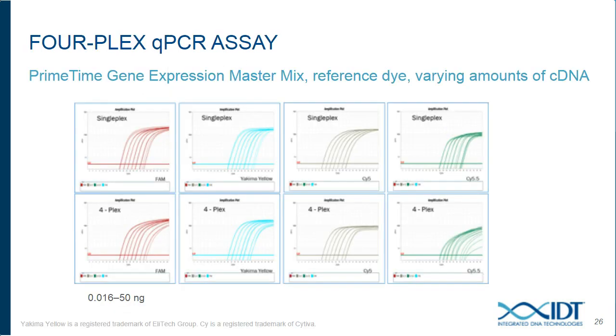Here's another experiment in which we ran 4 assays as a 4-plex. The top 4 panels are what the assays look like in singleplex format, and then the bottom 4 panels are what those same assays look like in that 4-plex reaction. These were run with the PrimeTime gene expression master mix again, with varying amounts of cDNA in this instance. As expected, the CQ values remain constant from our singleplex to our 4-plex, but we do see a dip in overall fluorescence. So like I said, it's pretty common to see this, and don't be too concerned if that's what you see in your reactions.